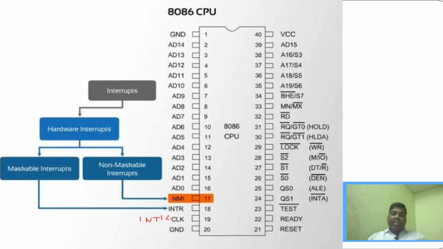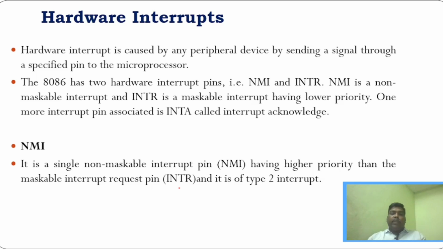But whenever there is an interrupt on INTR, the microprocessor will not serve it immediately because it has to find out the address location or the exact location where the interrupt will be, right? So it will take some time. That is the difference between the NMI and the INTR interrupt, right?